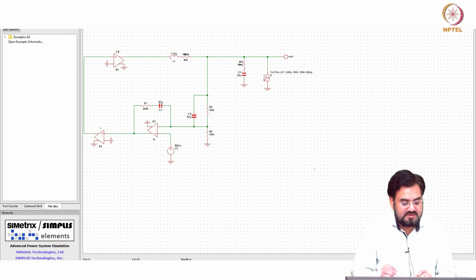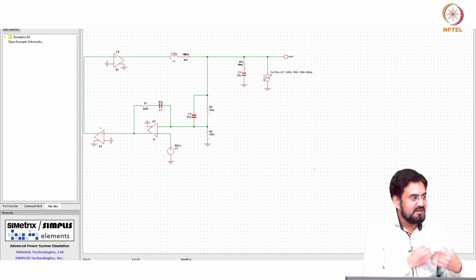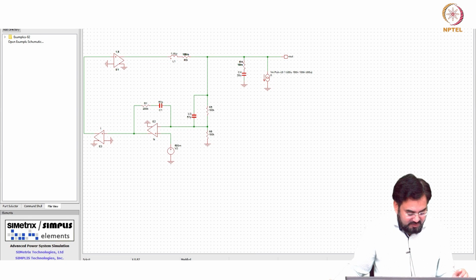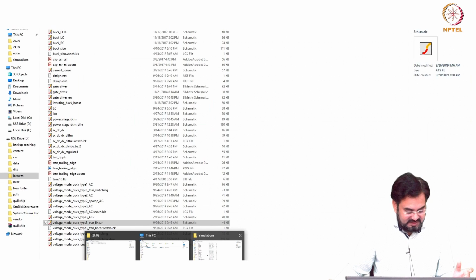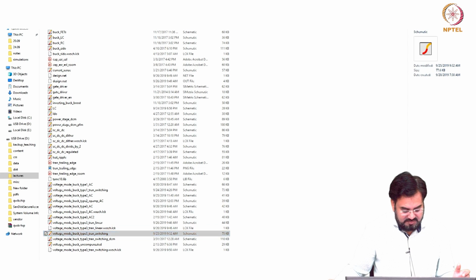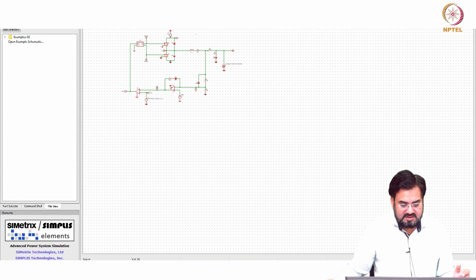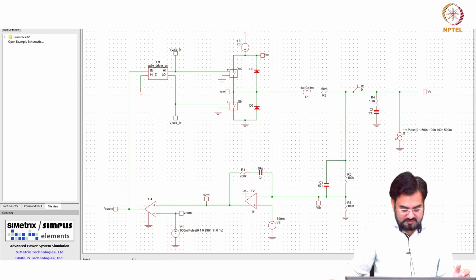So, I should be able to see similar behavior in this linear model, continuous time. When I go back to my switching model, I should be able to see a similar response. Okay, so this is my switching model. I have kept the same values. I will change these.